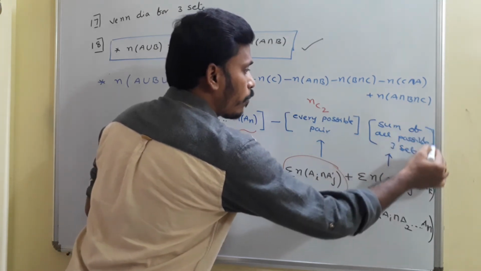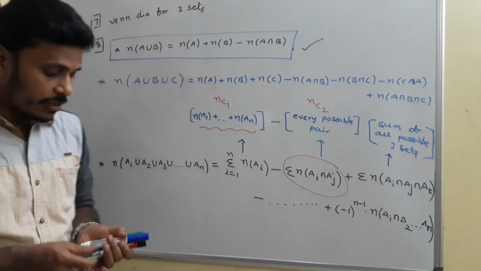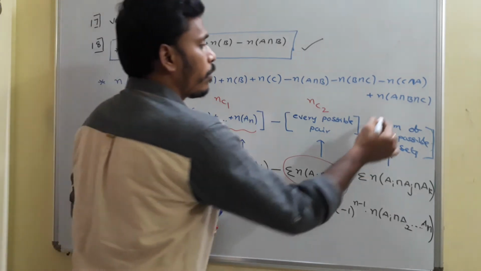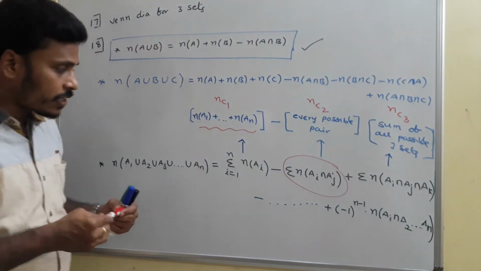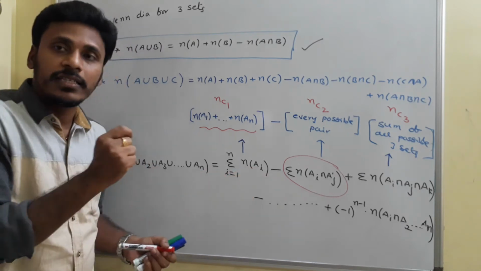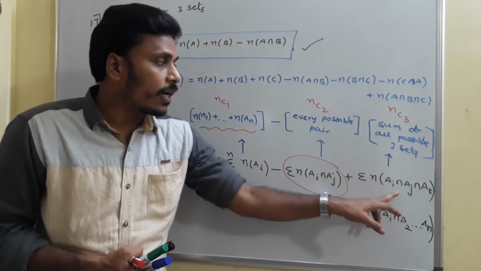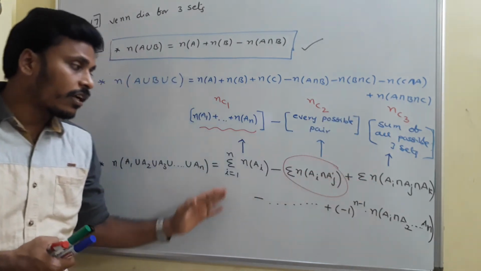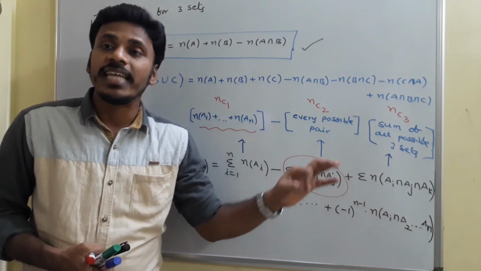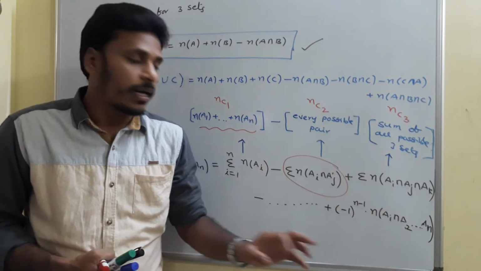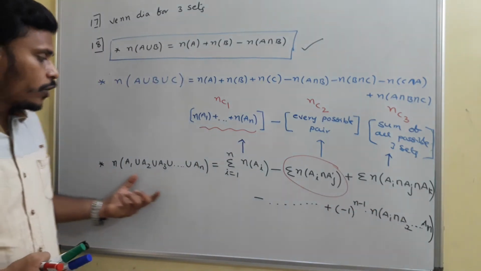See, the sum of all possible 3 sets: in that third term there exist NC3 terms, because there are n sets and you need to select 3. So the first one contains NC1 terms, the second term contains NC2 terms, the third one contains NC3 terms. Like that, if you move on, at the end it contains NCN. NCN means only one term, and that one term is like this. Okay, so this is the rule for union of n sets.